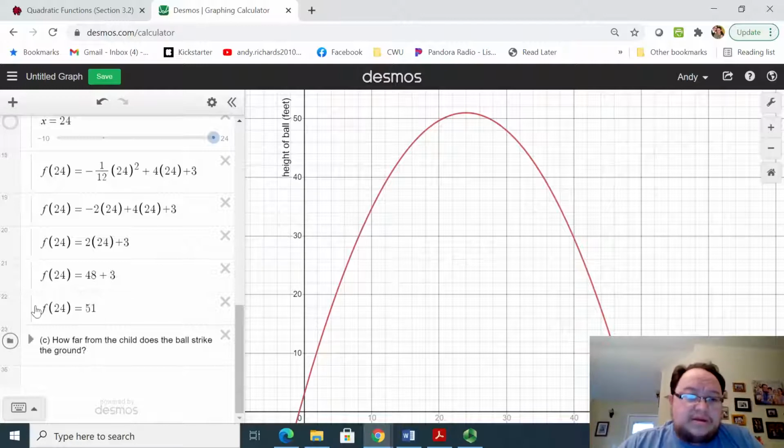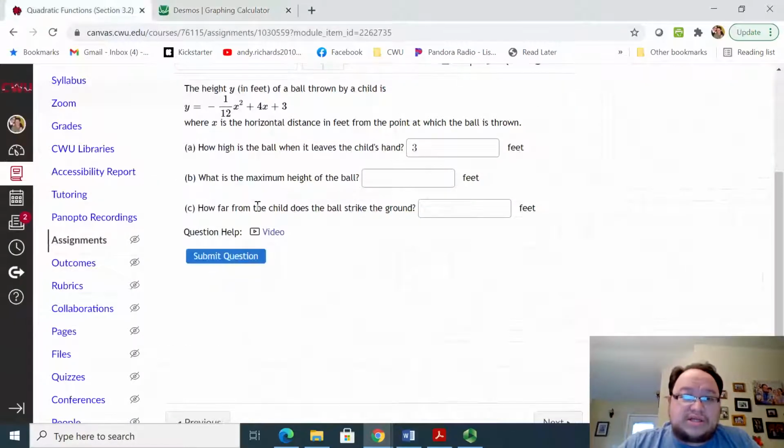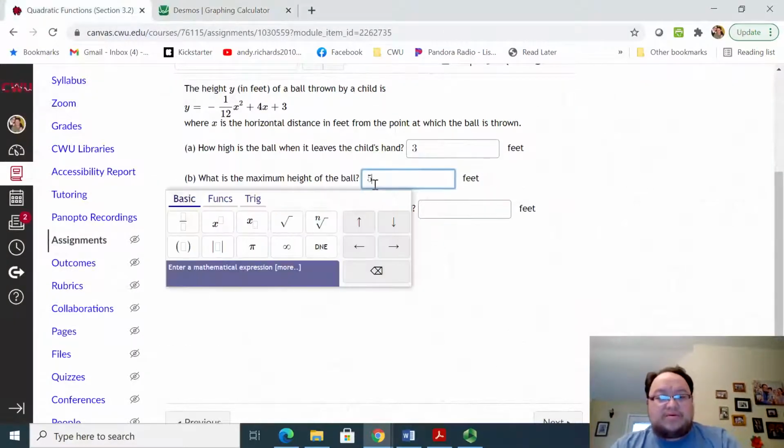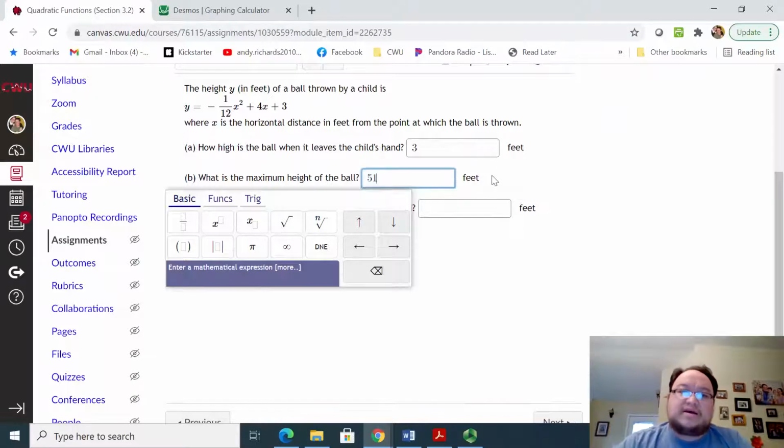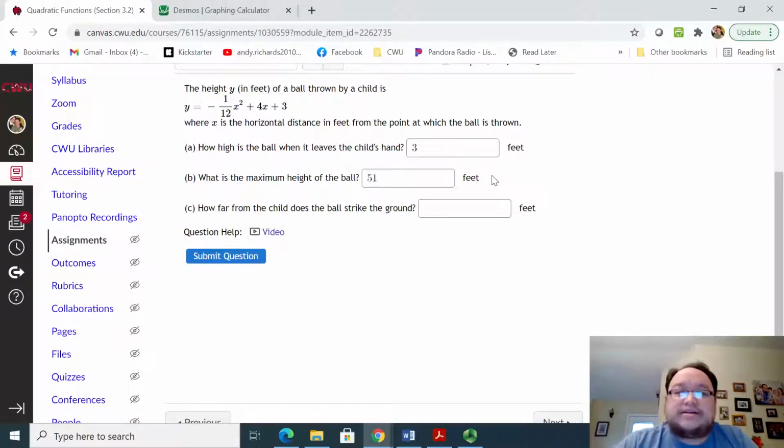So again, just a quick review of this functional notation. The ball is at its maximum height, or the vertex of the parabola, when the ball is 24 feet away from the child. It is 51 feet in the air. So since it's asking what is the maximum height, that's our 51. That is like the height piece of that.